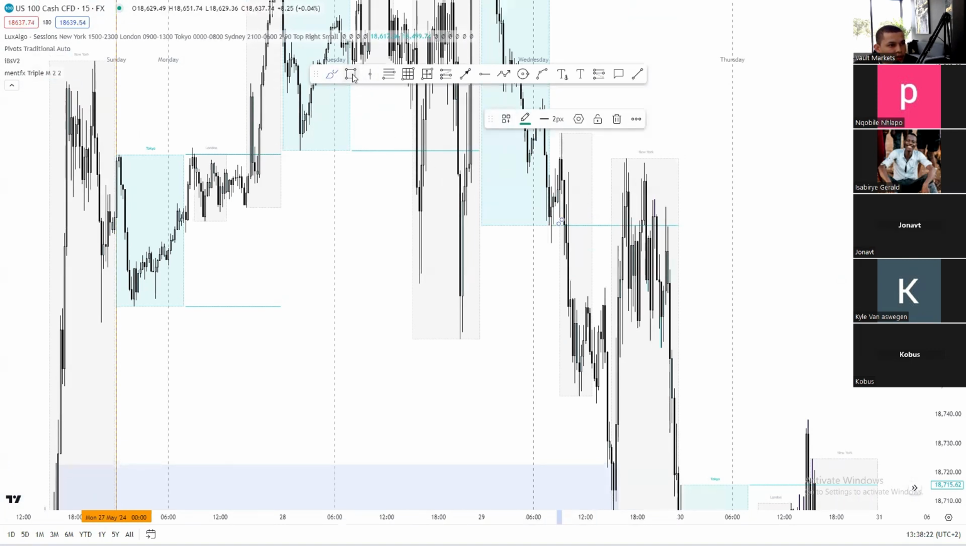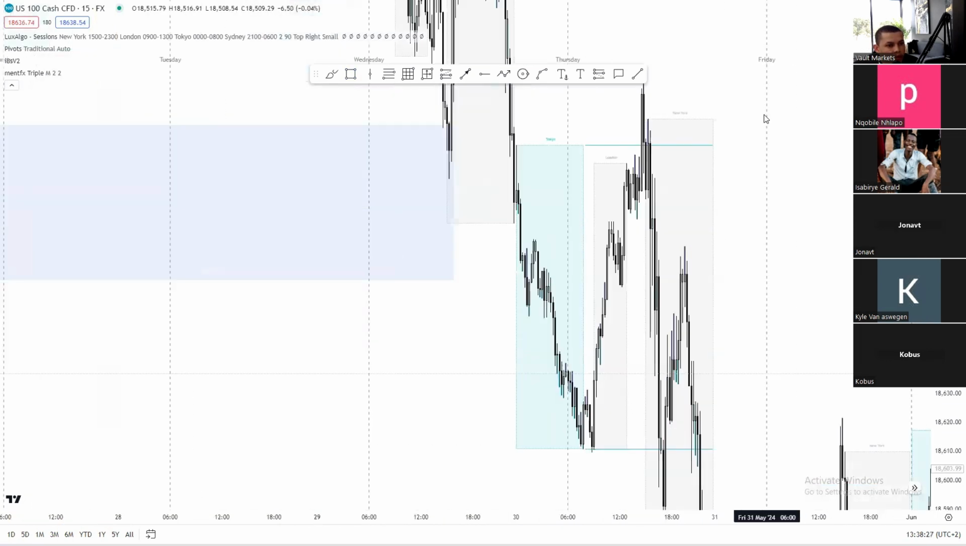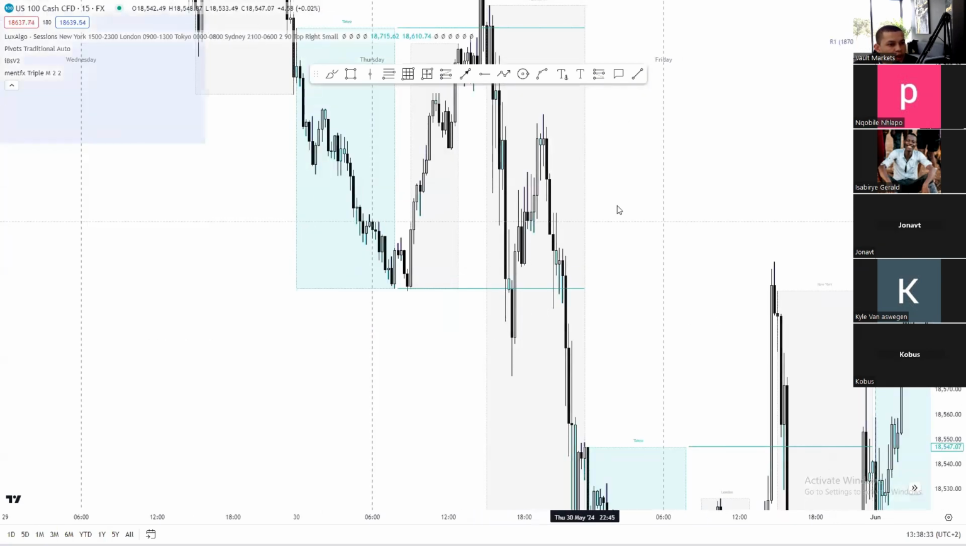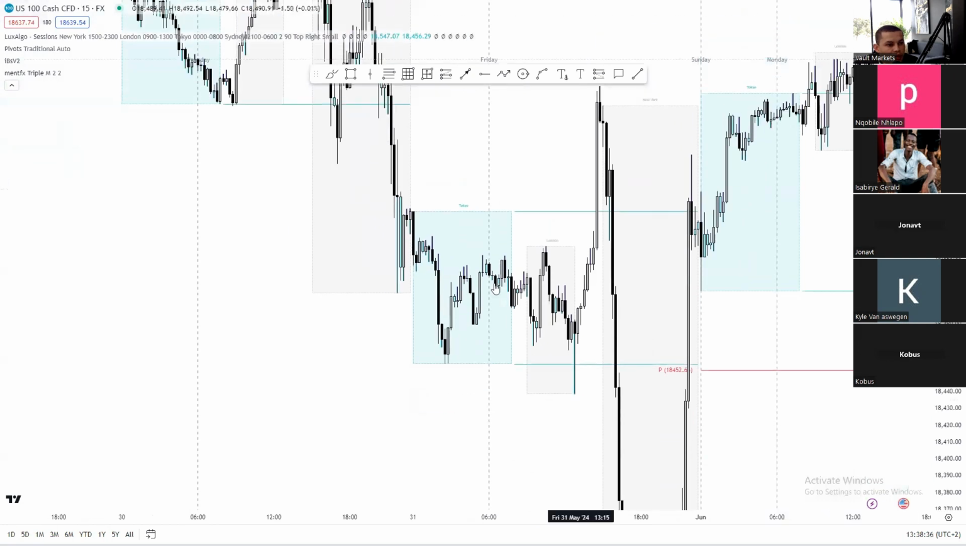Here's that supply zone over here, which then flips price to the downside. We can see here once again the next day, price breaks above. What do we look for? Sells. We can see here price below. What do we look for? Buys. We can see here once again, price breaks.